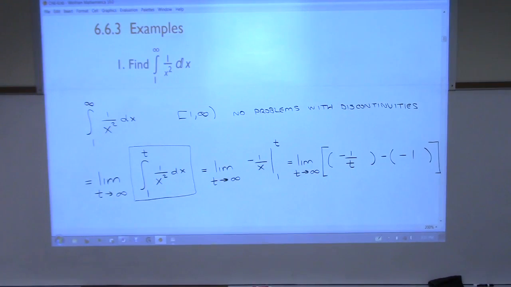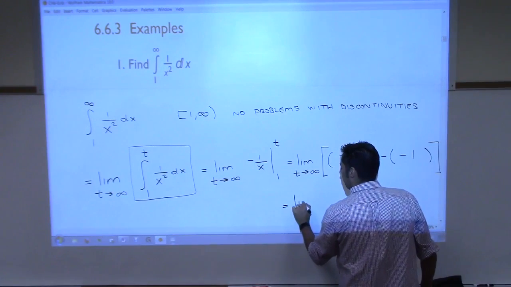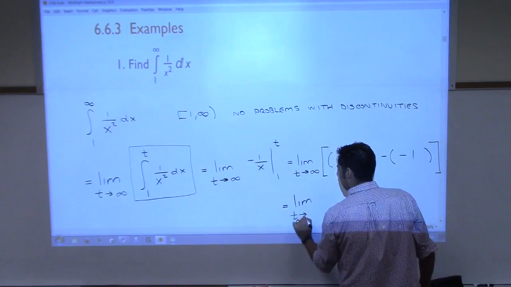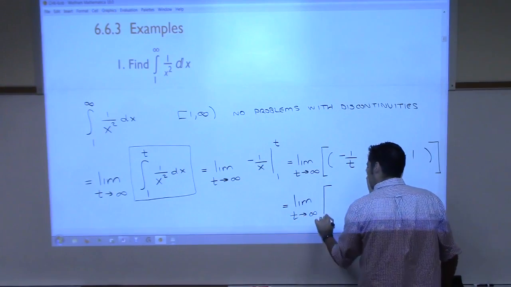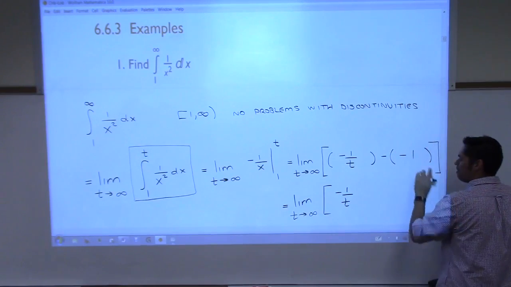Questions? Pretty straightforward so far? Equals, I'm going to continue to write the limit. T goes to infinity. And bracket, and let me just clean this up. Negative 1 over t, I'm not going to touch that. Minus minus 1 is plus 1.